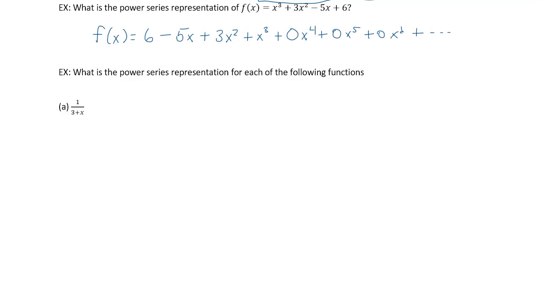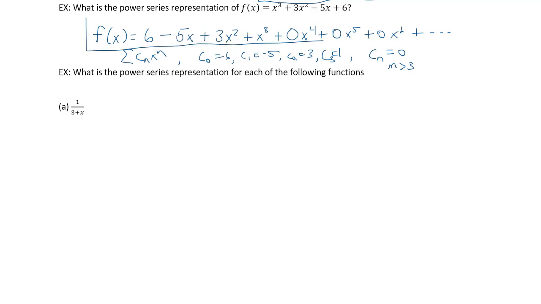It's still a power series because they all have coefficients, but we're just saying there's 0 from that point on. If you're writing this as the sum of c_n x to the n, your c0 is 6, your c1 is negative 5, your c2 is 3, and your c3 is 1. But for c_n after that, where n is greater than 3, they're all zeros. So this right here is the power series representation of that polynomial.